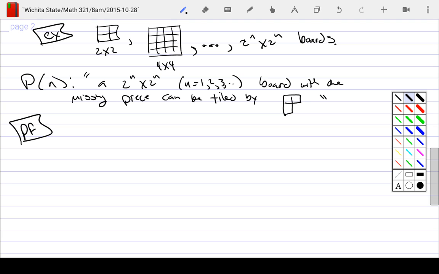The only way to do this directly would be to say, I have any 2 to the n by 2 to the n shaped board. I remove one piece. And then for every single one of those, I'm going to have to figure out a way to tile it with these L-shaped pieces. Well, how many of those boards even exist? And how many ways could I possibly tile it? There's no approach to just simply do it. And so for all n, P of n, it's too difficult. So what we'll do is we'll rather do induction. So we go to the basis.